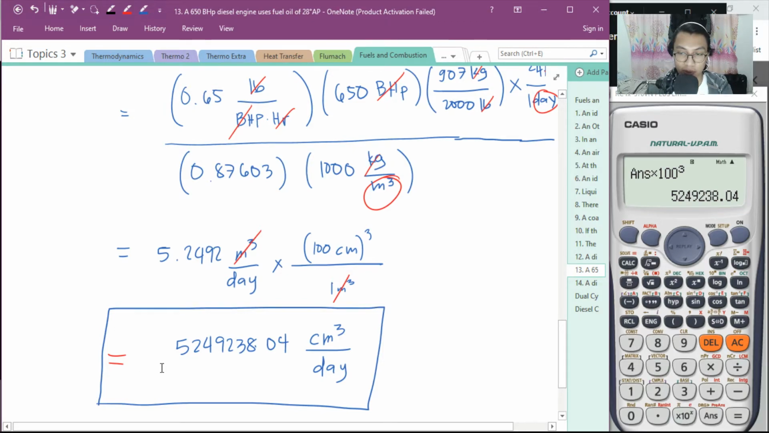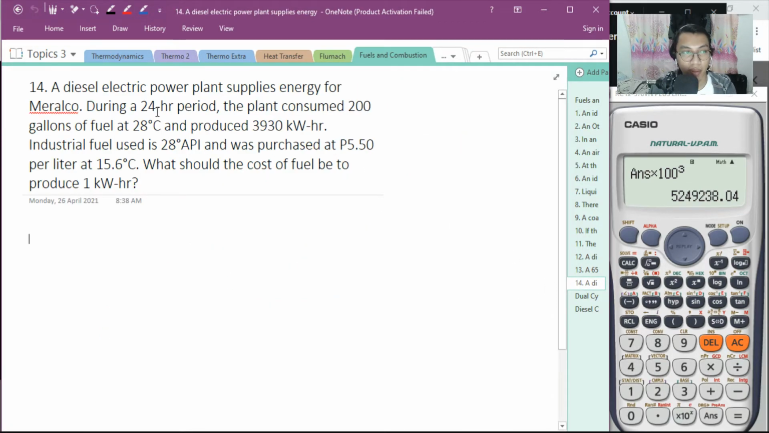How about number 14? A diesel electric power plant supplies energy for Meralco. So, very basic to. Nakita nyo na kagad yan. Okay? Pag nakita nyo si diesel power plant, tapos Meralco, alam nyo yung sagot dapat. So, solve natin. Lagi itong lumalabas sa board exam. Meralco yung mga keyword. Yung sinasabi nila look spam, totoo yun.